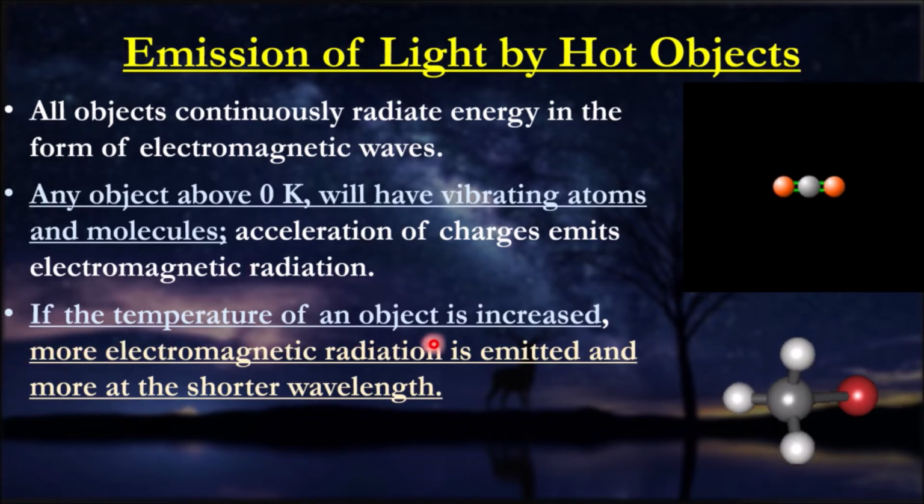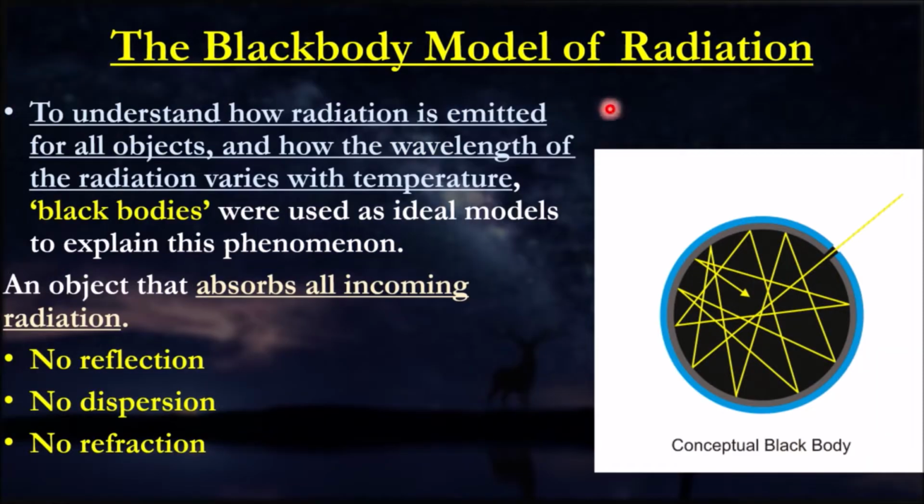If the temperature of an object is increased, then we also expect that more electromagnetic radiation is emitted, and the shorter the wavelength of light produced. As we said before, we have red light, then yellow light, then blue light, so that's from a large wavelength to a smaller wavelength.